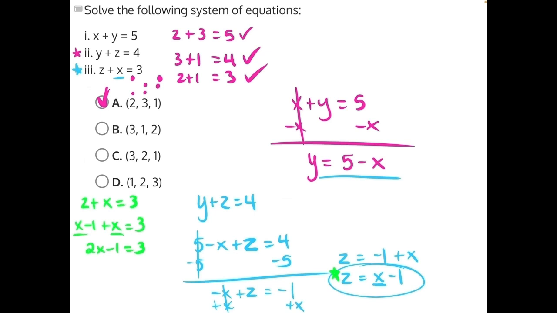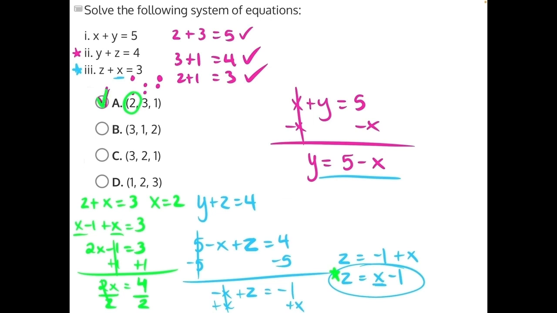Then we need to do opposite operations. We'll add 1 to both sides. These will cancel, giving us 2x is equal to 3 plus 1, which is 4. Then finally, we'll do opposite operations to divide, and we will get x is equal to 4 divided by 2, or x is equal to 2. That will tell us that x needs to be 2, and there's only one answer with an x value of 2, and that is answer choice A.